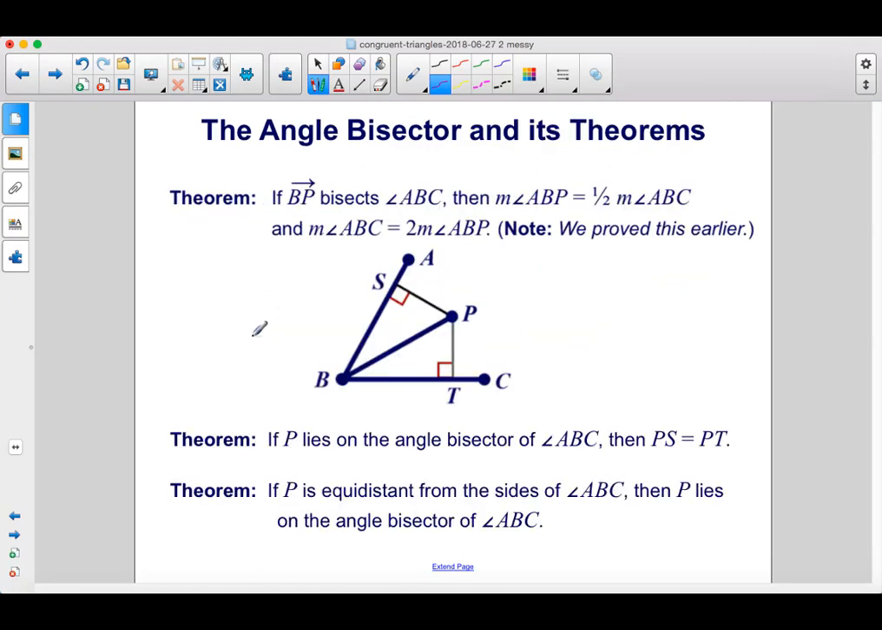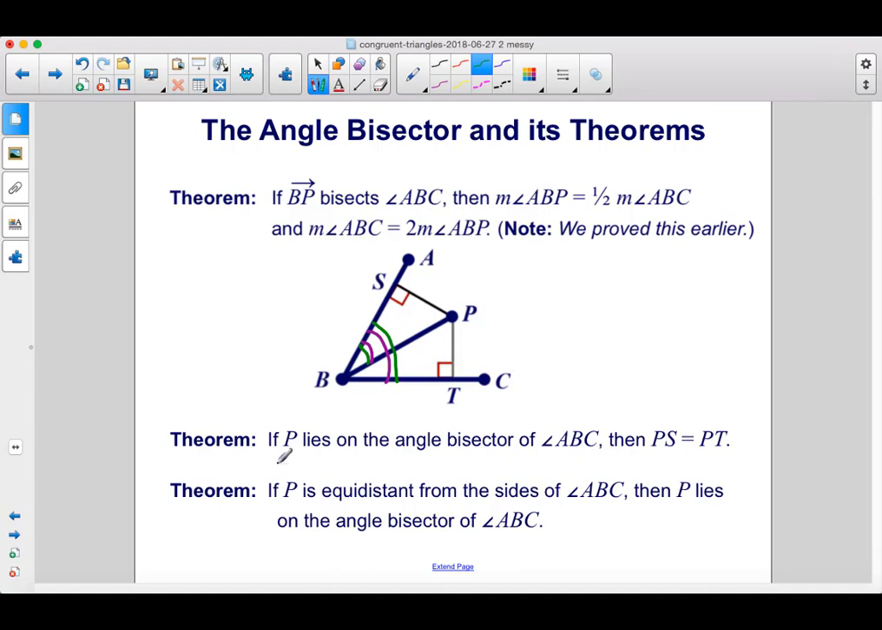The angle bisector and its theorems. Theorem. If BP bisects angle ABC, then the measure of angle ABP here equals 1/2 the measure of angle ABC, the entire angle there, and the measure of angle ABC equals 2 times the measure of angle ABP, this angle here. Note, we proved this earlier.